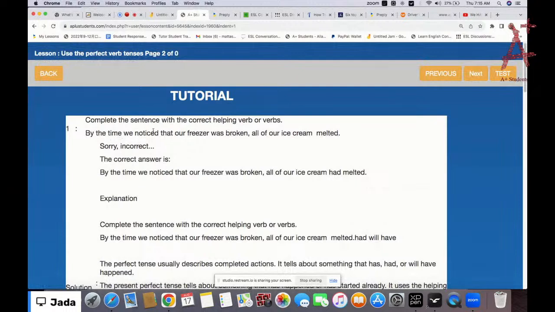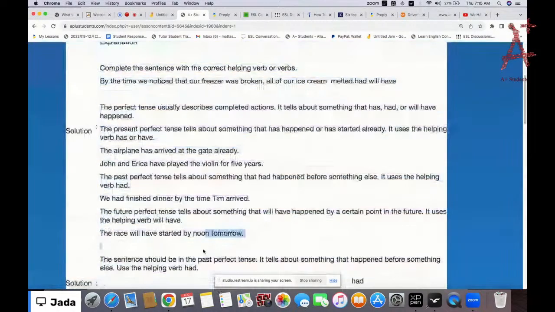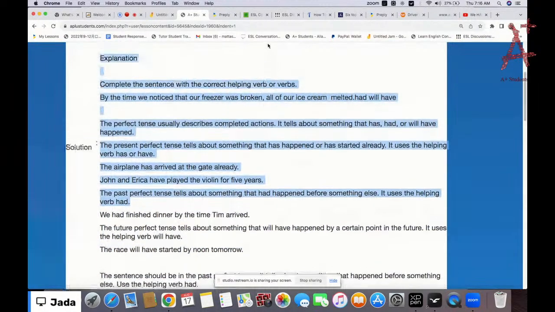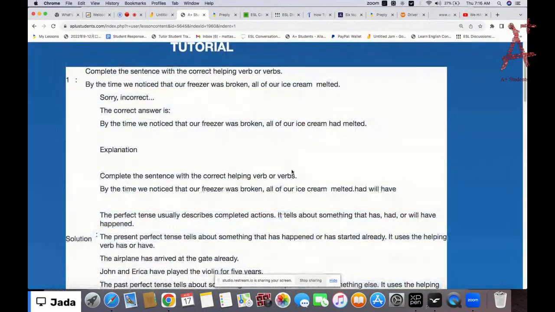So, by the time we noticed that our freezer was broken, all our ice cream melted. By the time we noticed that our freezer was broken, all our ice cream had melted. So when you have "had melted," that is past perfect tense. Before you noticed that, it already happened. So, past perfect.